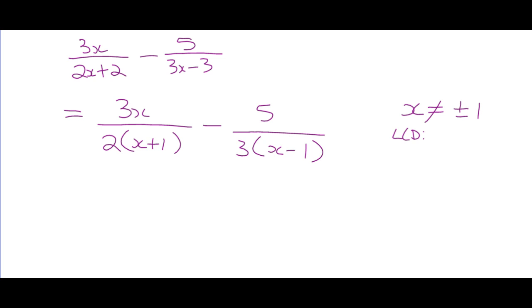So let's do numbers first. Between 2 and 3, what's the lowest common denominator? 6. Okay, so I need a 6. What else do I need? X minus 1. Right. So for the common denominator, if there's numbers, I need the lowest common denominator of the numbers, the smallest number that both 2 and 3 go into. So that's 6. I need an x plus 1, and I need an x minus 1. Okay, so equals, big line, 6.